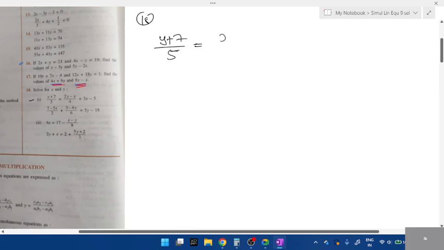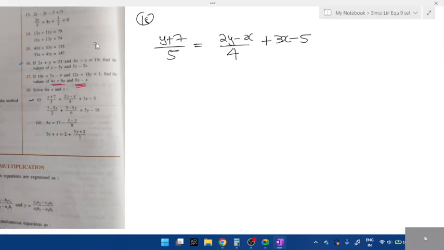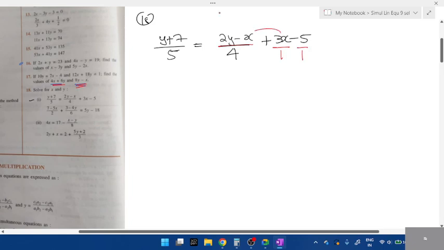5. Right hand side, after this equation, plus 3x minus 5. Which one has a denominator? 2y minus. What about 3x and 5? It doesn't have a denominator, right? Without taking LCM, if you try to directly add or subtract, your answer is you'll get 0, students. Keep that in mind. LCM is very important.